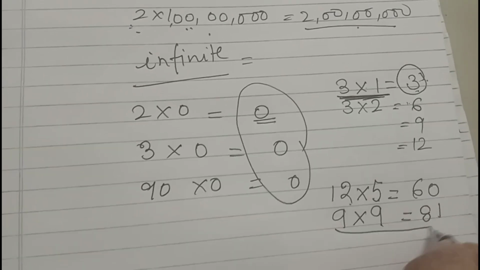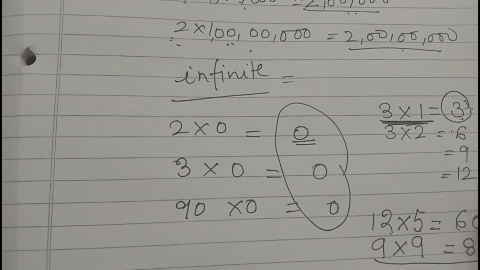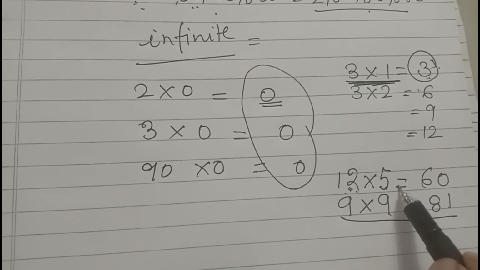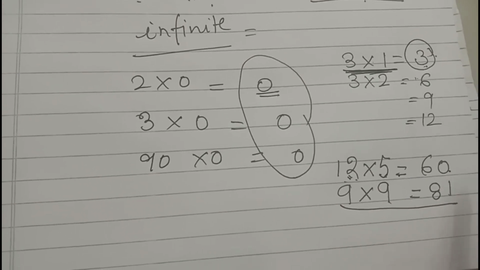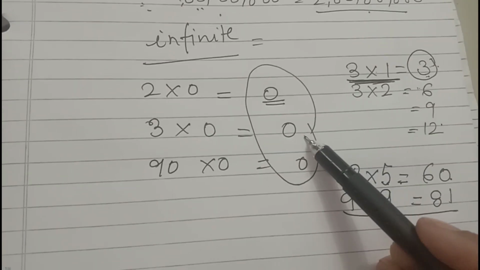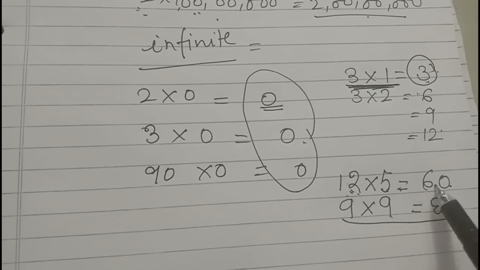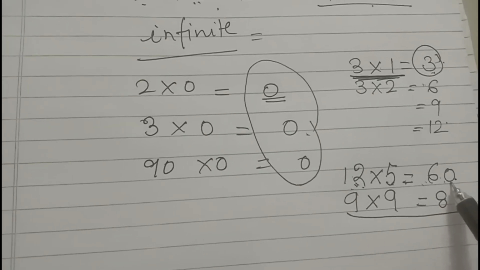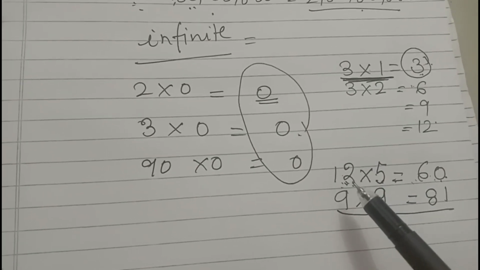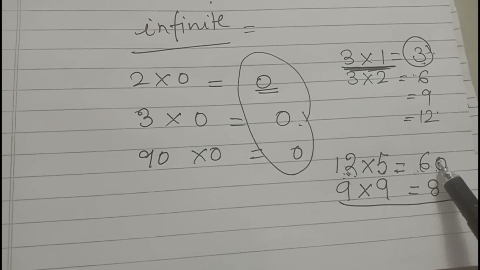So these are fixed. So let's revise. See, what are multiples? Multiples are the product of two numbers. The multiples are always equal to or bigger than the number. 0 is a multiple of all the numbers. And then multiples are fixed. If I say fifth multiple of 12, you will get 60 only.